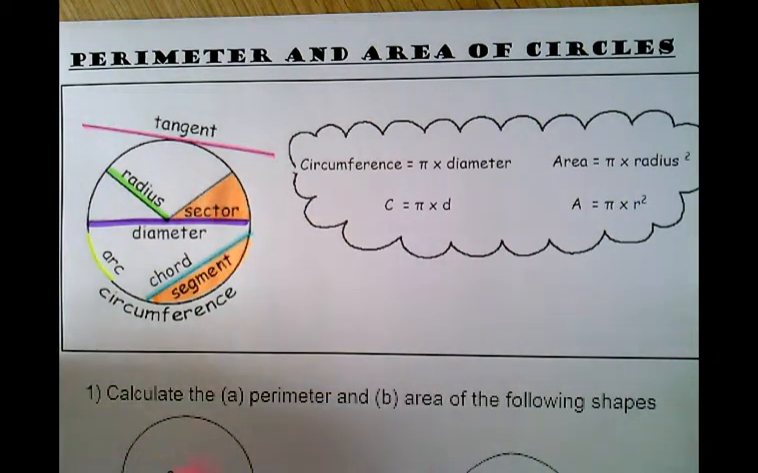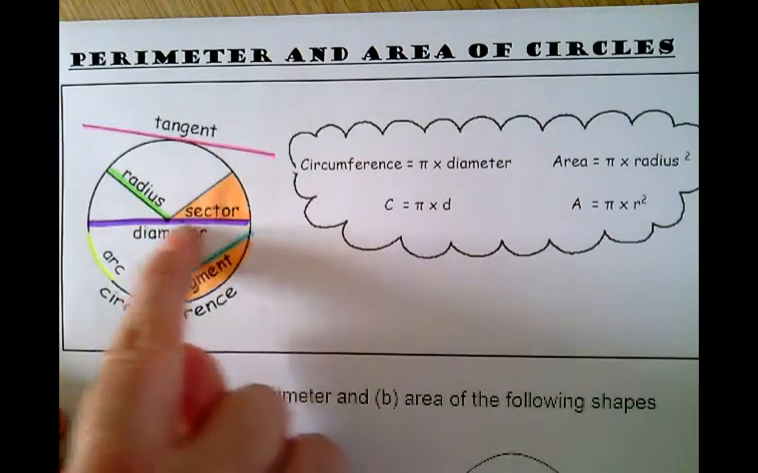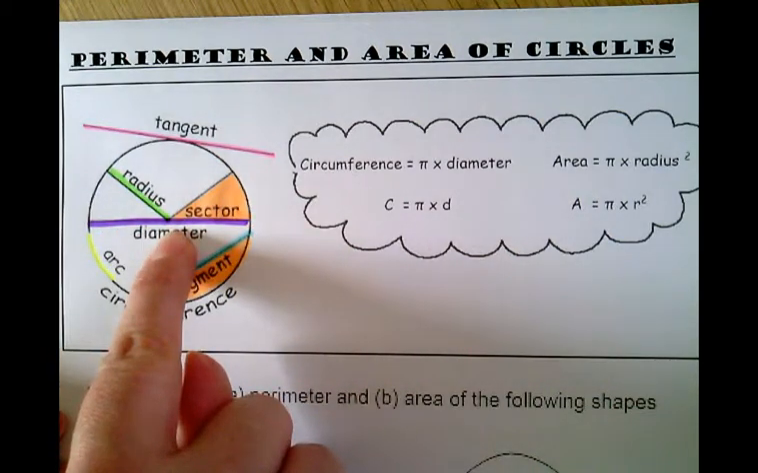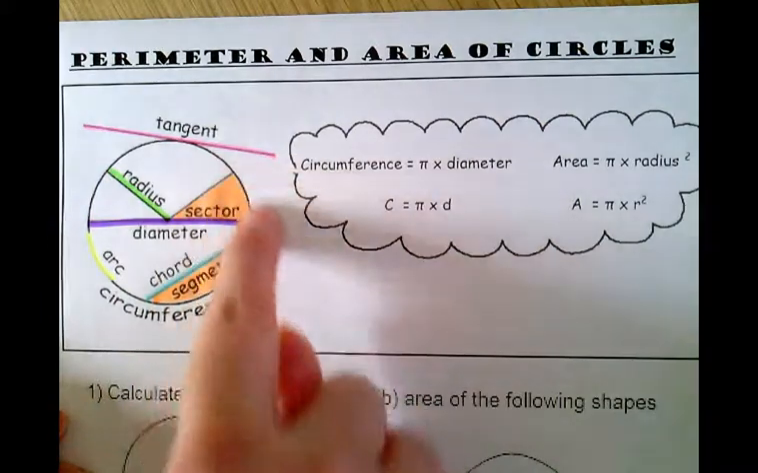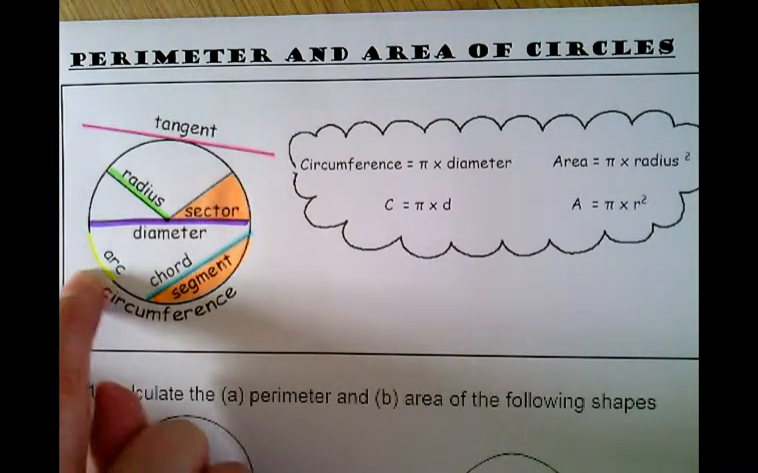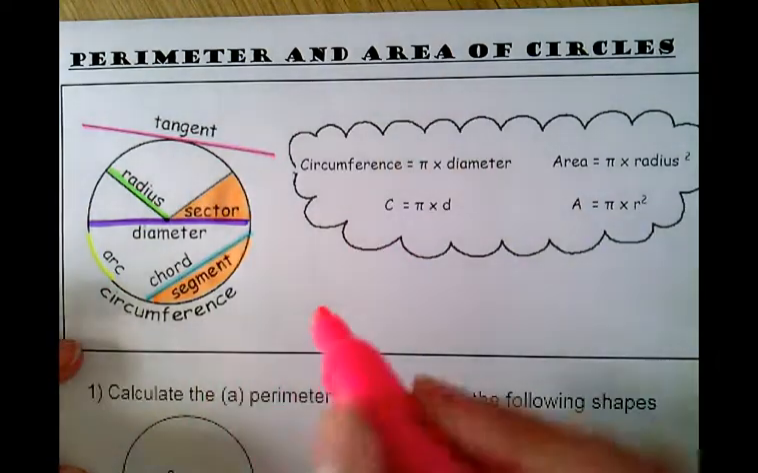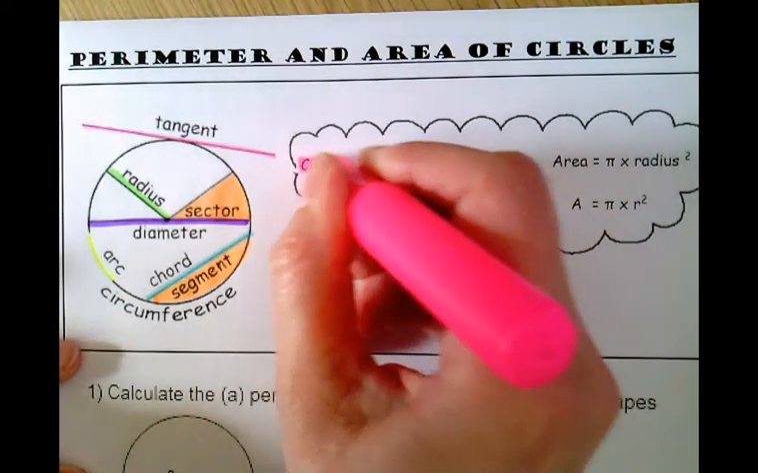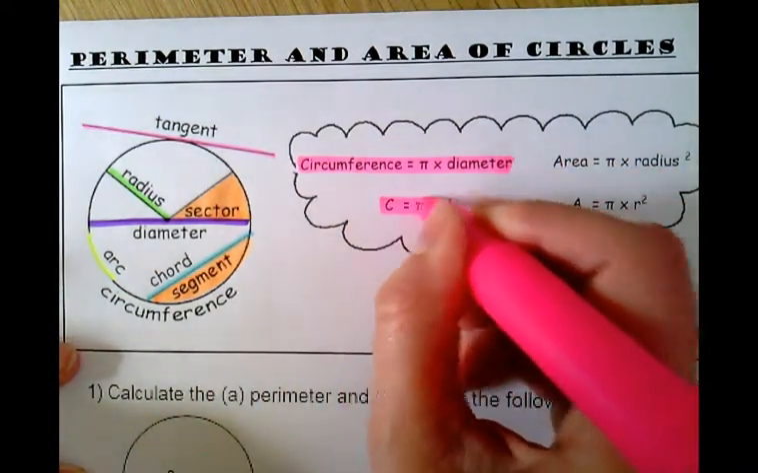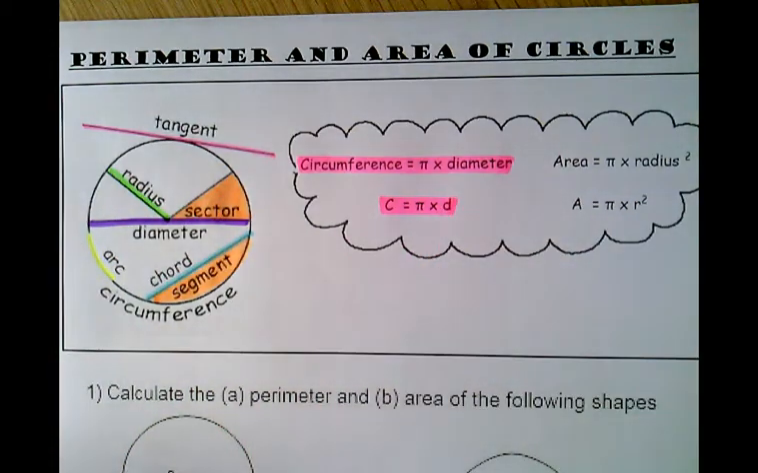So the circumference is pi times the diameter. So the distance across the circle, the diameter, if you multiply it by about 3, that'll get you the circumference around the circle. And the about 3 bit is where the pi symbol comes in. So the circumference is pi times the diameter, and it's shortened down to C equals pi times D.